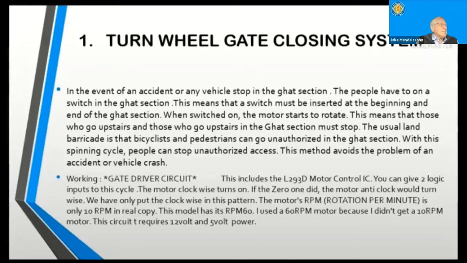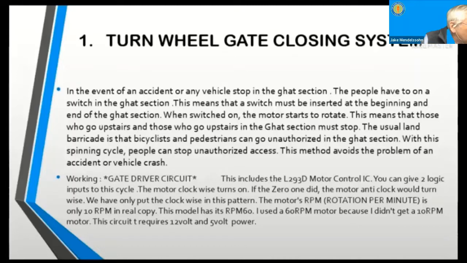With the usual barricades, a bicyclist can go unauthorized into the ghat section. With this spinning wheel, people can be stopped from unauthorized access. This method avoids the problem of an accident or a vehicle clash.